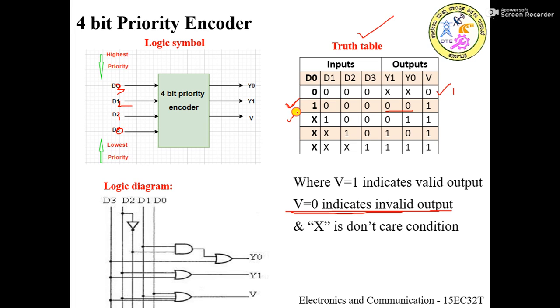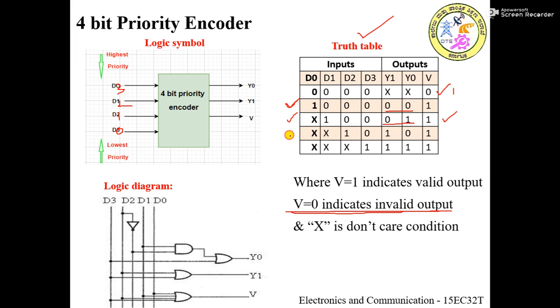In the next case, D1 is 1, whereas D2 and D3 are zeros. Since D1 is 1, if you compare D0 and D1, D1 has the higher priority compared to D0. So whether D0 is 0 or 1, we have written a don't care condition here. It means irrespective of the value of D0, whether it is 0 or 1, D1 will take the precedence. According to this decimal digit 1, the output will be 0 1, and again this is a valid output.